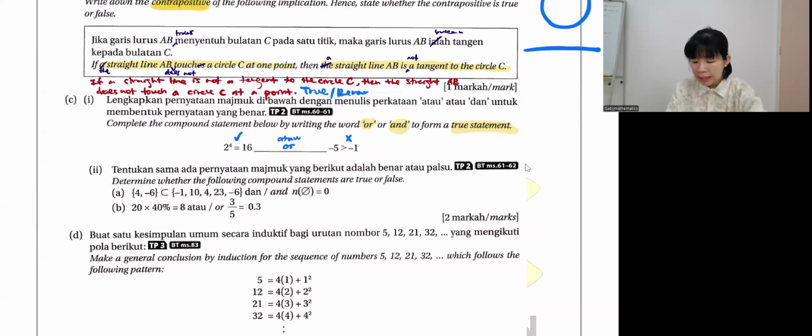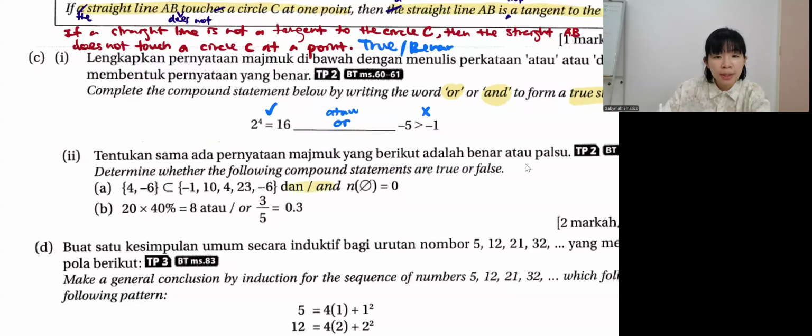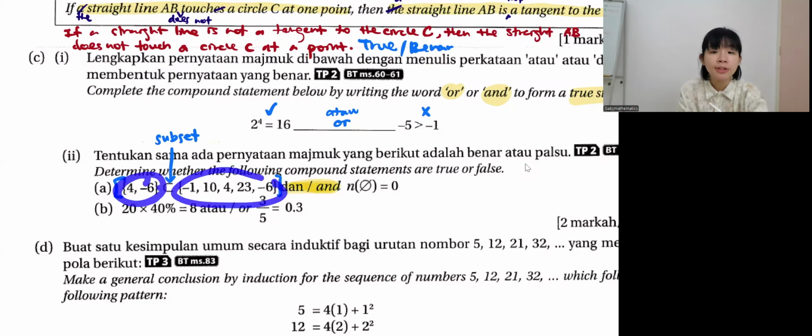Okay, next. Determine whether the following compound statements are true or false. Part A. First one, they use N, done. Now, first part, true or false? -6 and 4, this symbol is called subset. Subset means you can find exactly the same thing here. Then we call it subset. True or false? 4 and -6 is a subset of this set. Yes, you can actually find 4 and -6 here. So this first part is correct.